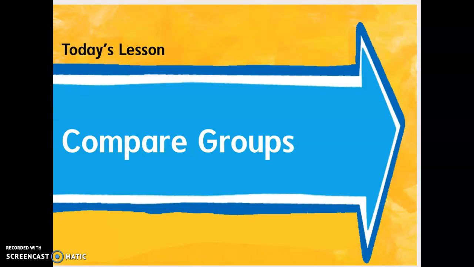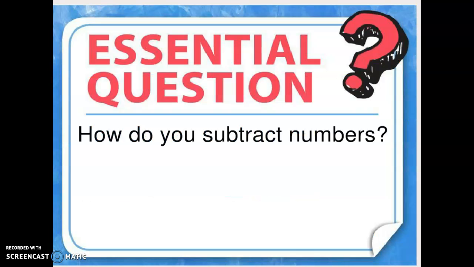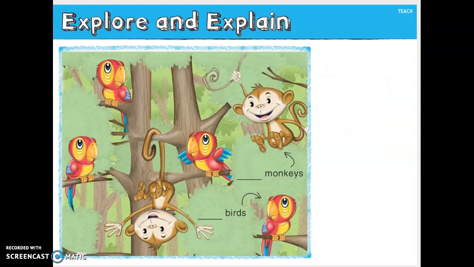Okay, so today's lesson is compare groups. Our essential question is, how do you subtract numbers? Okay, so we are at compare groups, and it looks like we're in the jungle today. So our question is, look at the pictures and place cubes on each bird. Place different cubes on each monkey. Count and write how many of each animal. Circle the number that shows more.